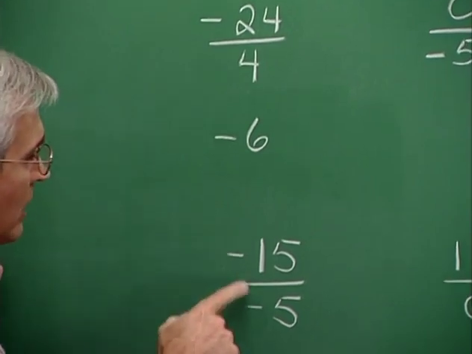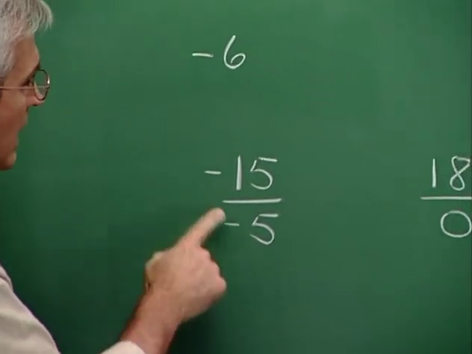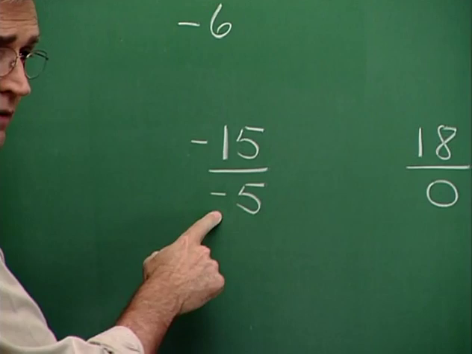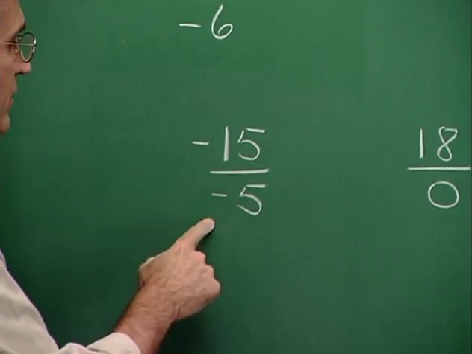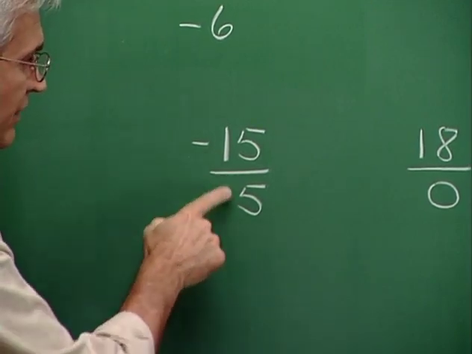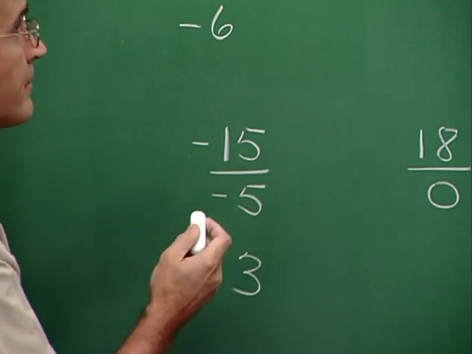Here we have a negative number divided by another negative number. Negative divided by negative is positive. When the signs are the same, we get a positive result. So our answer is positive. 15 divided by 5 is 3.